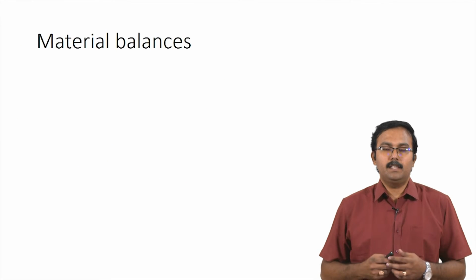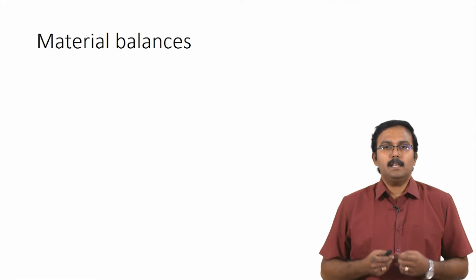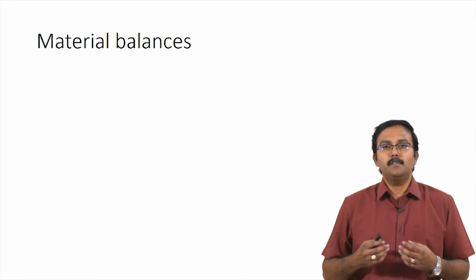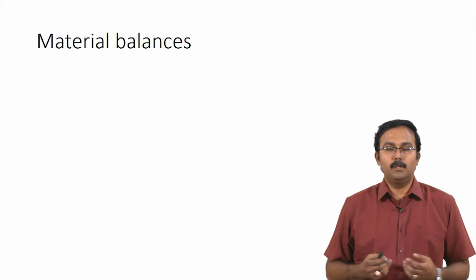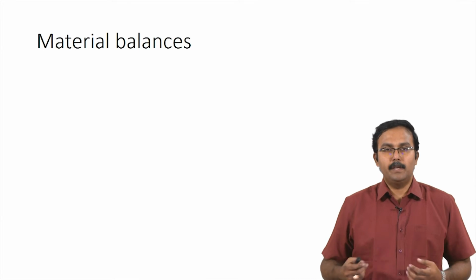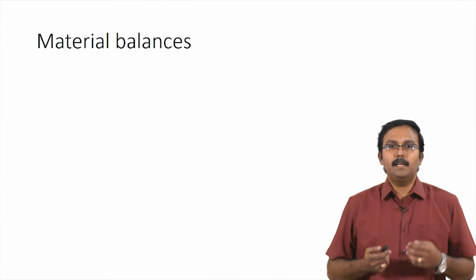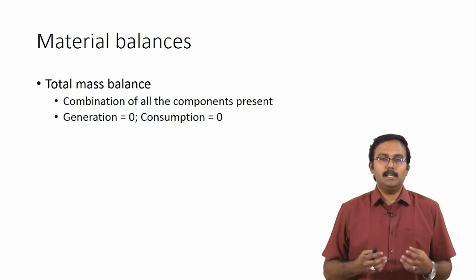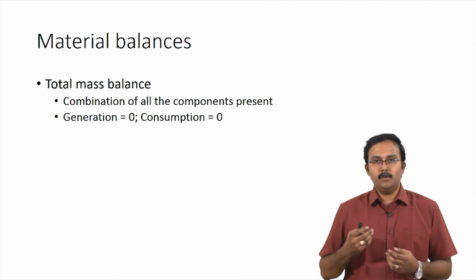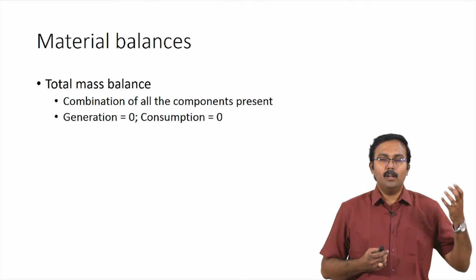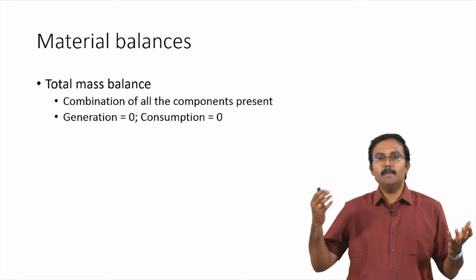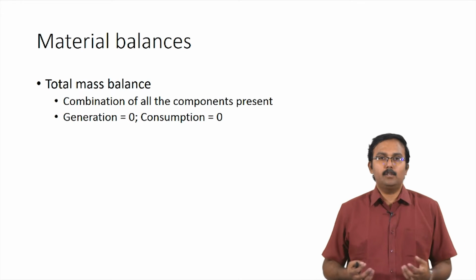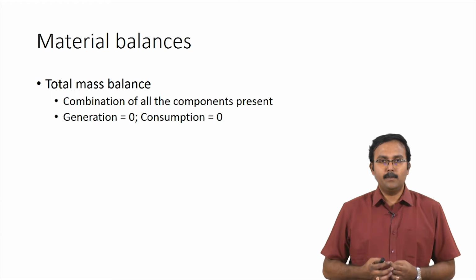Now that we have looked at some of the example problems, let us see how the procedure for performing material balances would look. What type of material balances can we write? For any given system, we can write the total mass balance. The total mass balance is basically the combination of all the components which are present in the system. So, all the materials which are entering and all the materials which are leaving are taken into account and the balance equation is written.